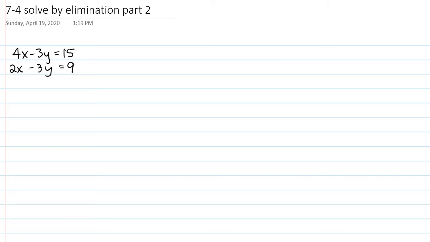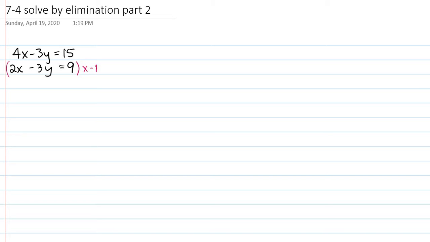Normally, we would look to see if there are two coefficients that have the same value, and there are. We have negative 3y and negative 3y. So instead of adding the two equations, we actually have to subtract everything. But the other thing that we could do is change the second equation, or the first one, by multiplying everything by negative 1.